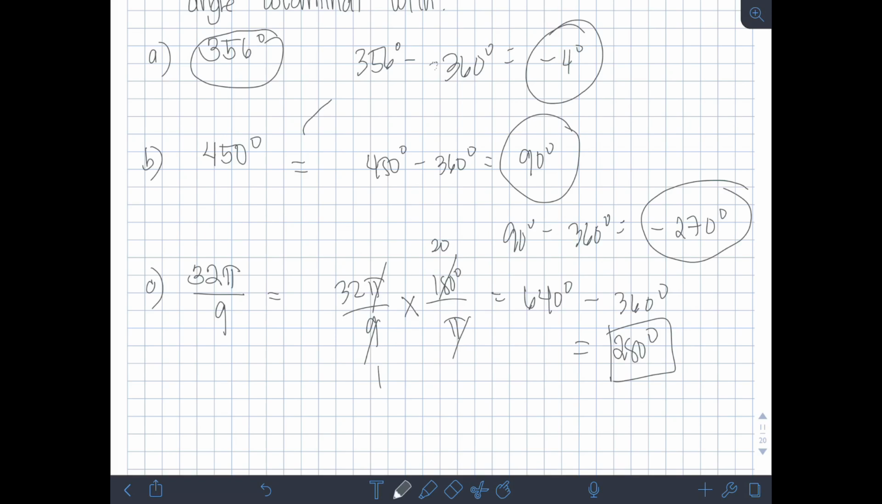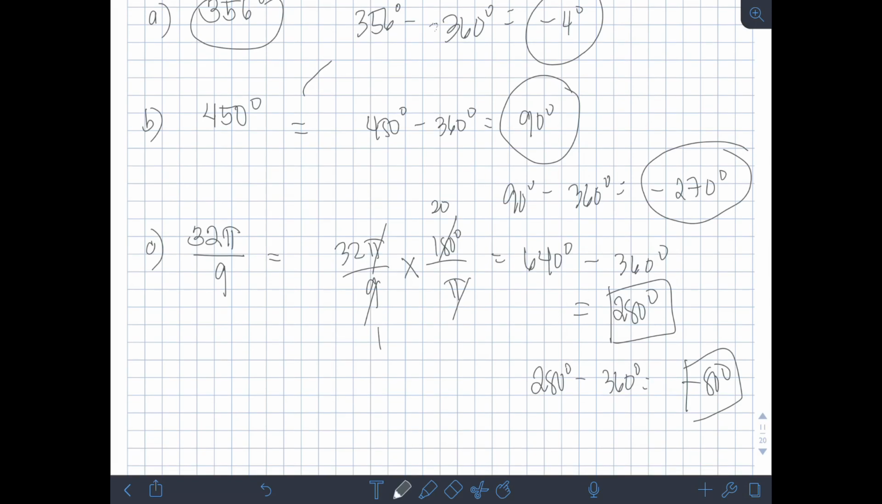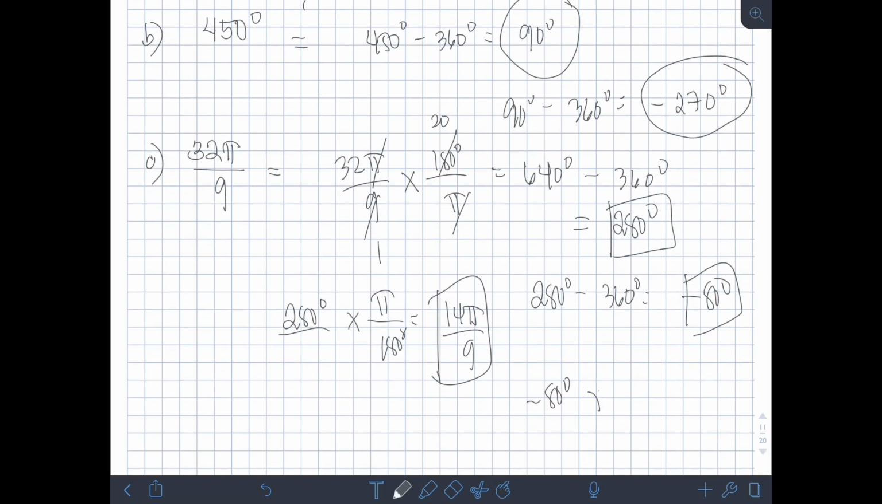Okay, how about sa negative? So, itong 280 degree, minusan uli natin ng 360 degree, we have negative 80 degree. Okay, so kung ibabalik natin ito sa radian, itong 280 degree, multiply natin by pi over 180 degree. So, we have 14 pi over 9. At itong negative 80 degree, multiply natin sa pi over 180, we have negative 4 over 9 pi.